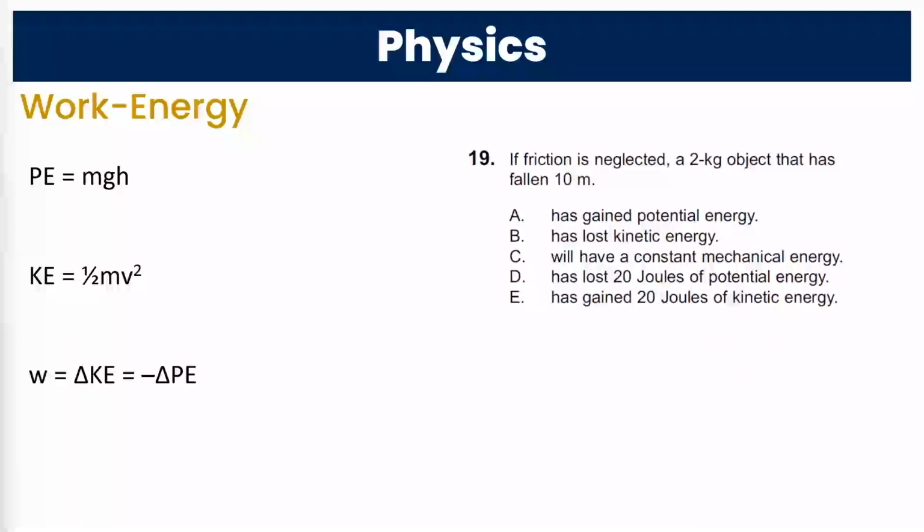All right, so here friction is neglected, which is pretty much most of the time. A 2 kilogram object has fallen 10 meters. Has it gained potential energy as it falls? We've got a nice conceptual question. It hasn't gained potential energy. It's lost potential energy. Has it lost kinetic energy or has it gained kinetic energy? It's gained kinetic energy. Okay.